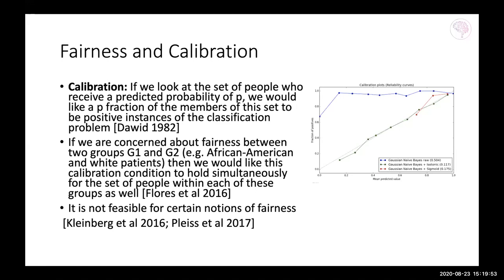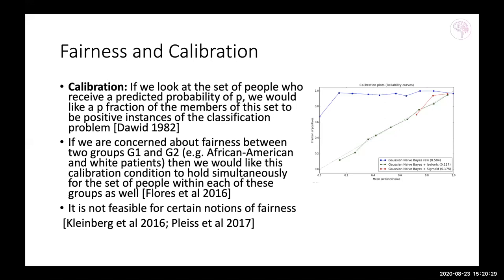If you look at a subset of the population, the idea behind calibration is that for a set of people or instances with a predicted probability of P, then there should be a fraction P of the members of this set which actually have that particular positive outcome. So in general, calibration is considered to be an important property to have for classifiers.